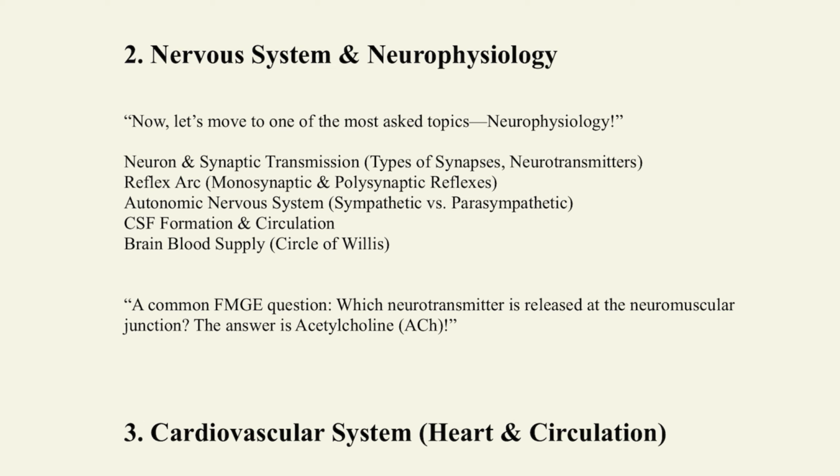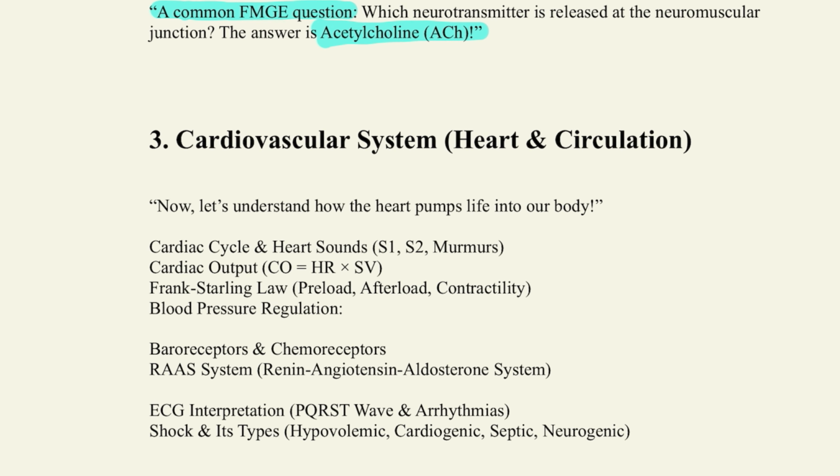Then second topic is nervous system and neurophysiology. Now let's move to one of the most asked topics, that is neurophysiology: neuron and synaptic transmission like types of synapses, neurotransmitters, reflexes, monosynaptic and polysynaptic reflexes. Then autonomic nervous system, sympathetic versus parasympathetic, CSF formation and circulation, brain blood supply like circle of Willis. A common FMGE question: which neurotransmitter is released at the neuromuscular junction? The answer is acetylcholine.